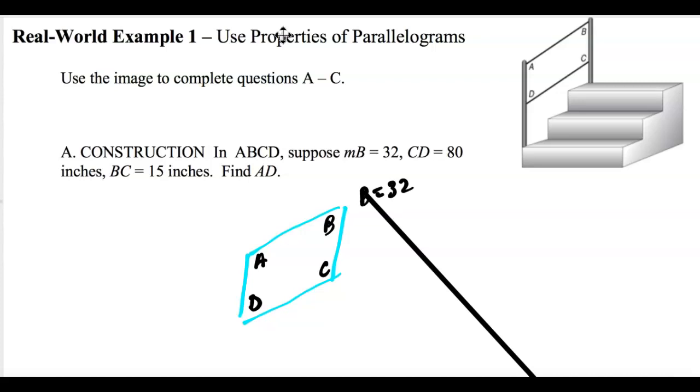Every time I use Smart Notebook, I always get this random line. Get rid of that. B equals 32.